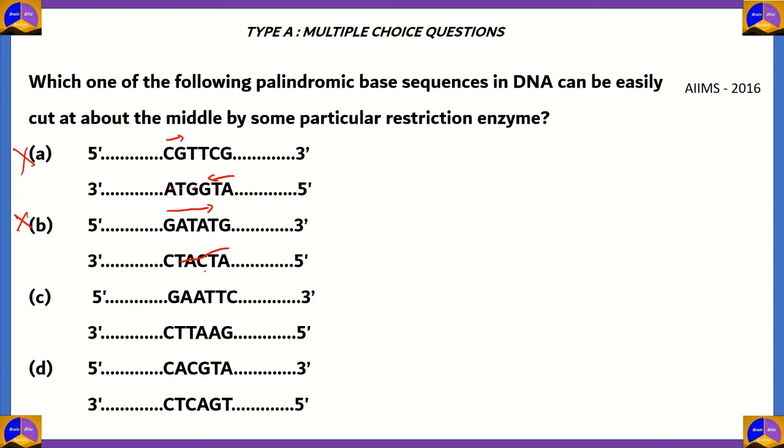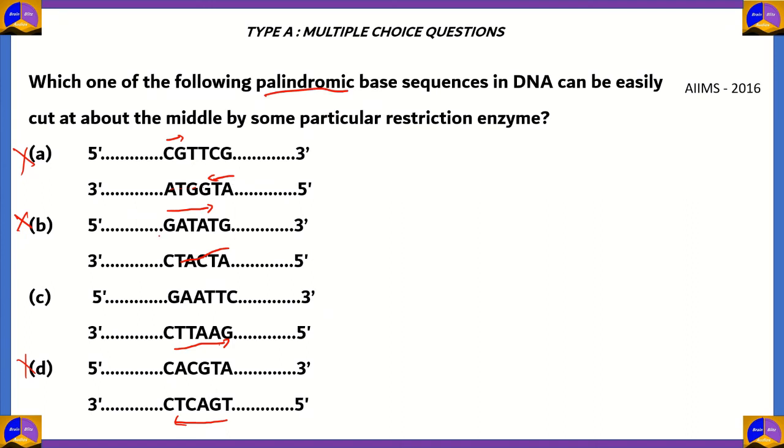Let's look at option D. In option D, you can see that CACGTA is on one strand, and on the other strand, it is TGACTC. So as you can see, again, these aren't palindromic, so option D is incorrect. Palindromic basically means it reads the same forwards and backwards.